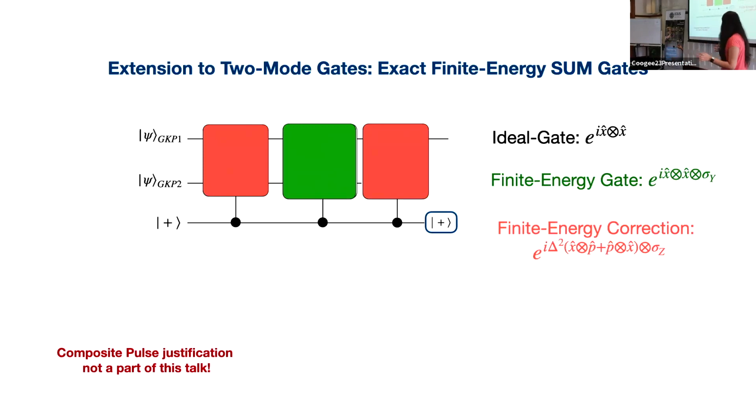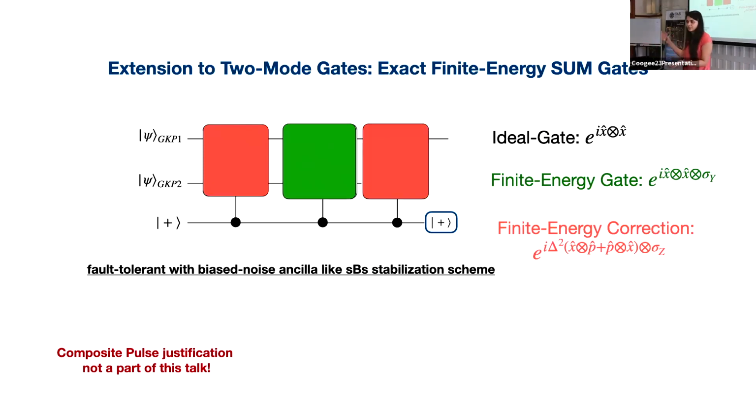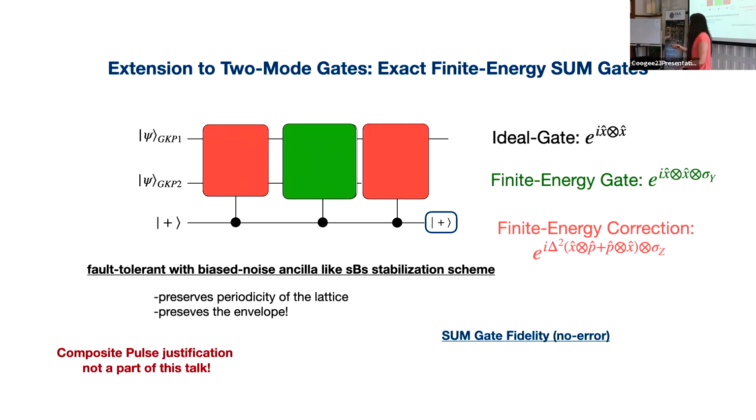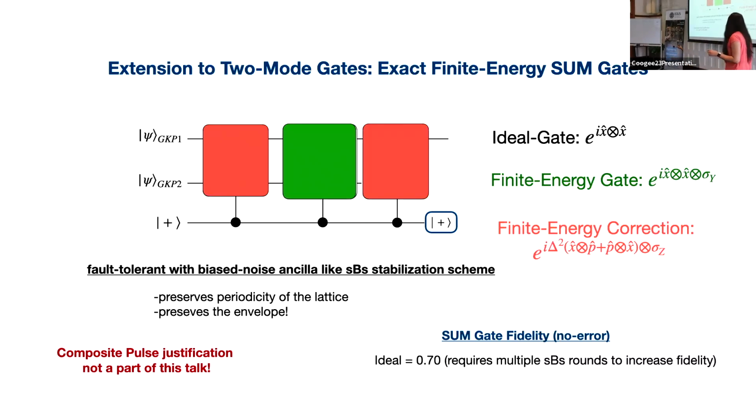So this circuit is essentially fault tolerant to bias noise on the ancilla, exactly like the SPS circuit was. So I don't actually have to worry about the gate teleportation circuit and study ancilla dephasing for that, because this already solves the problem. It preserves the periodicity of my finite energy lattice, and it preserves the envelope. Because if you just did the e to the i x tensor x gate, all of this in the absence of error, if you apply just the ideal gate, the fidelity of the Bell pair is 0.70, ridiculous. And if you use this gate, the fidelity comes out to be 0.96.